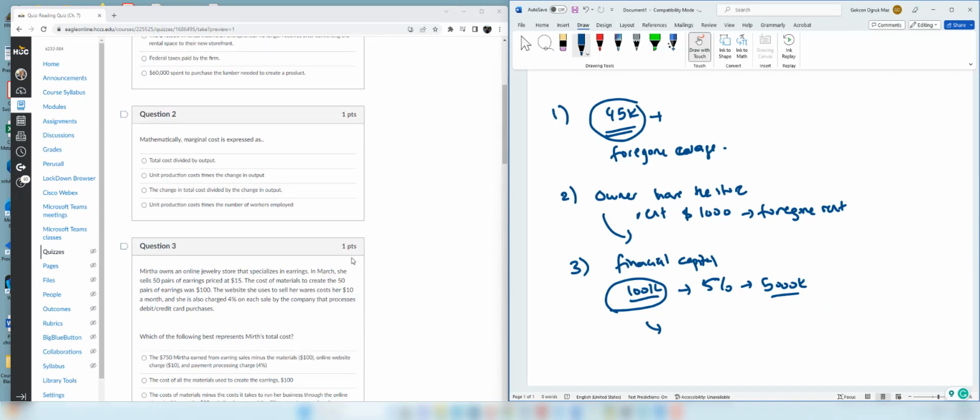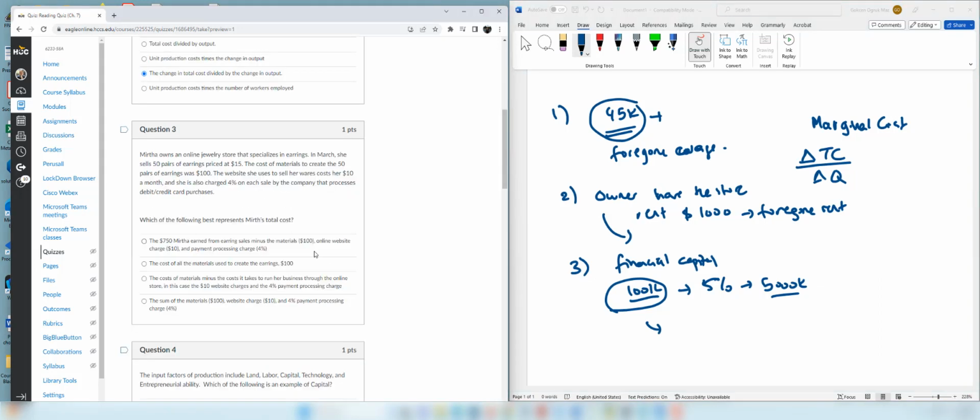Mathematically, marginal cost is expressed as what? So let's remember what is a marginal cost. Marginal cost is the change in total cost when you change the quantity. So you want to know if you increase the production by 1 unit, how much you need to spend to produce that additional unit. That is called marginal cost. Given this definition, the right answer is the third option, the change in total cost divided by the change in output.